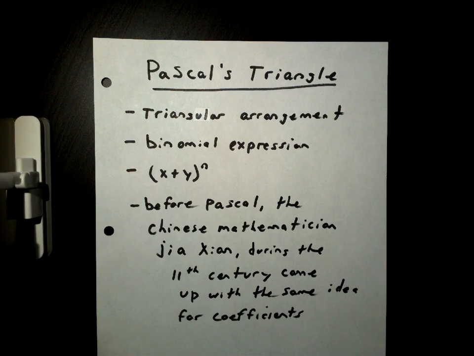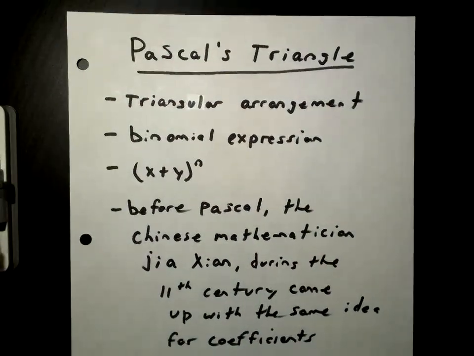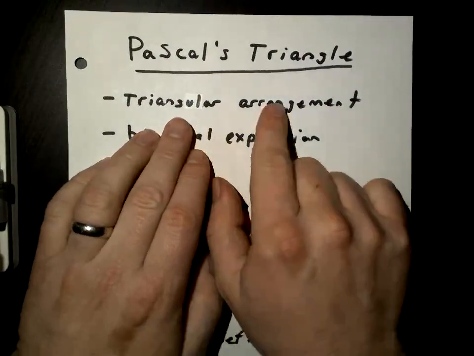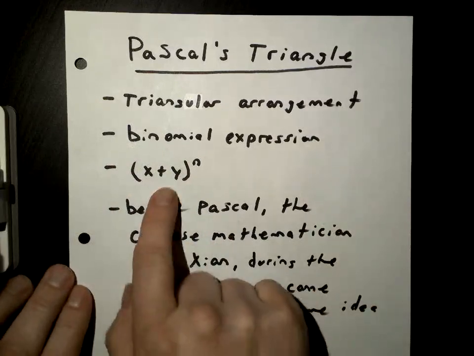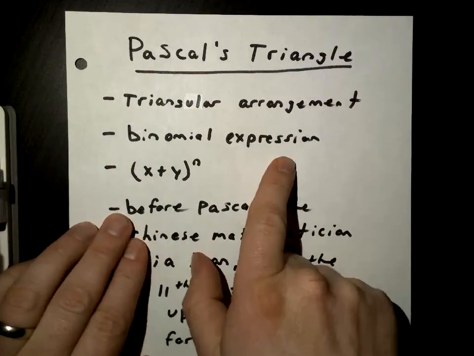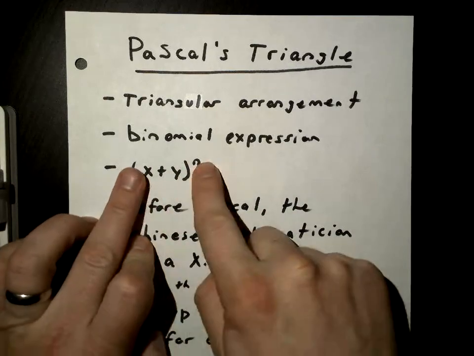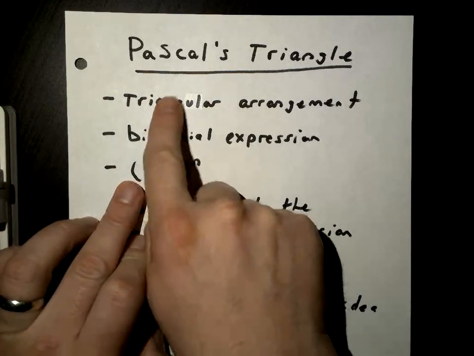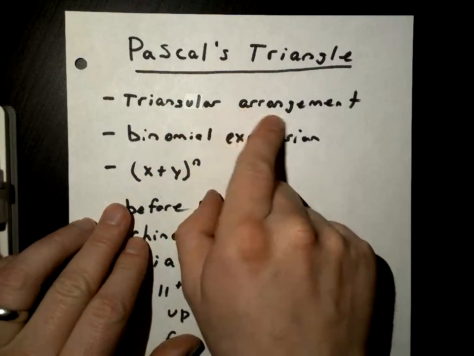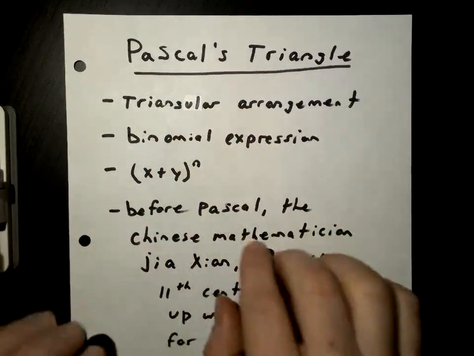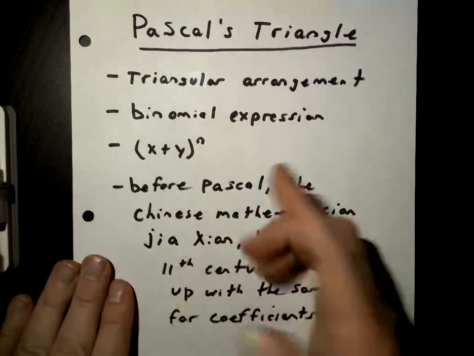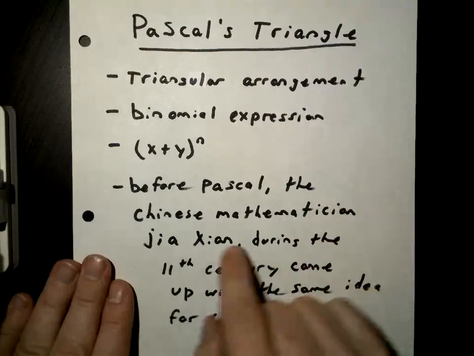Hello. So let's discuss a little bit about Pascal's triangle. This is a method for what we call a binomial expression. Remember, binomial means two expressions in a parenthesis. And it's really a triangle arrangement. Before Pascal, I will mention that in a little bit.